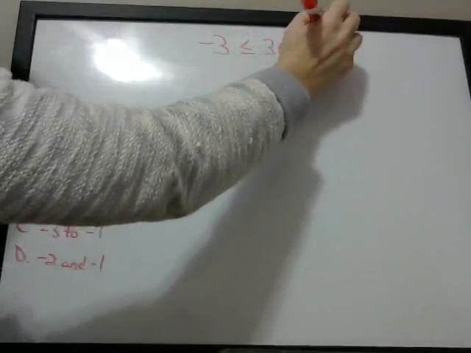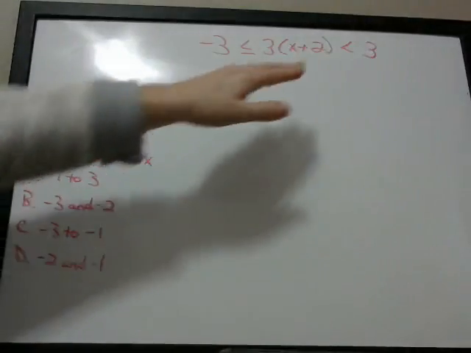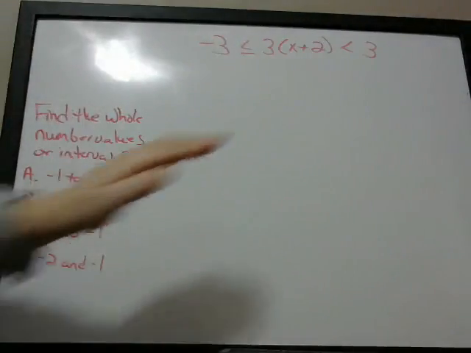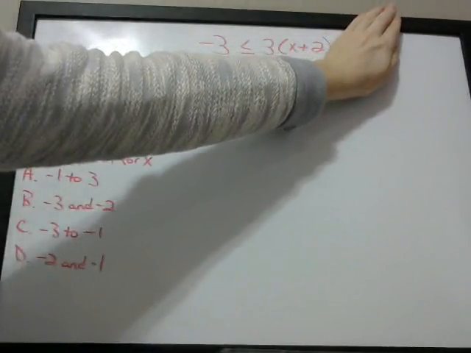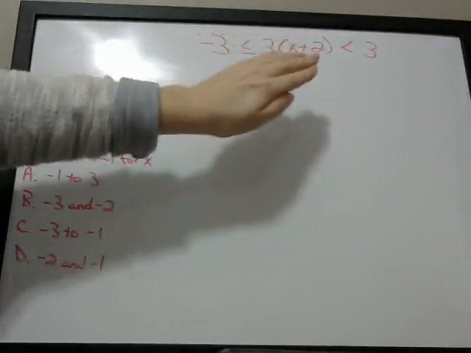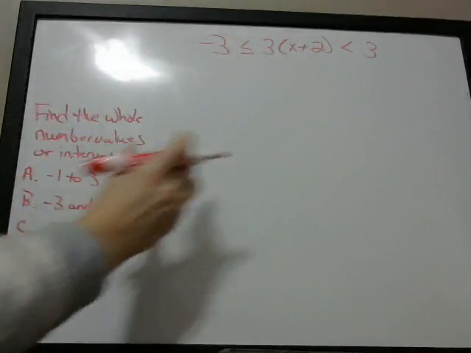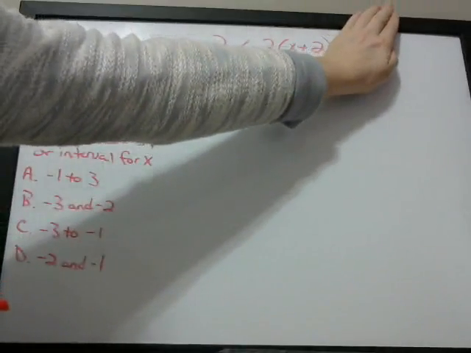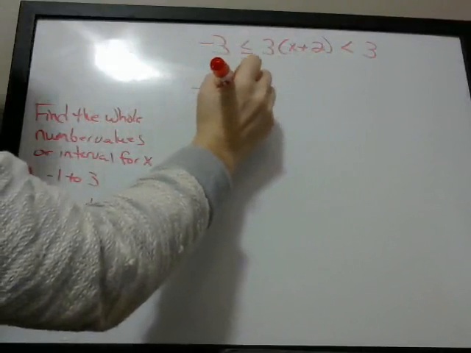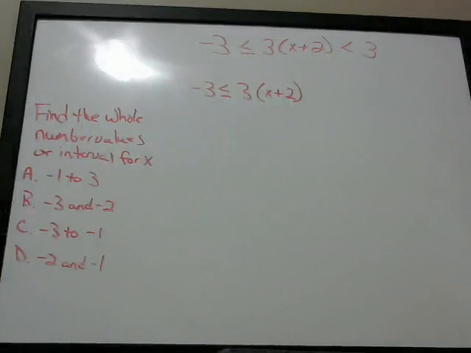3x plus 2, which is less than 3. So here we have x in the middle, it's bounded on each side. So we have to solve this side, and we also have to solve this side, and our value of x has to satisfy both of those. So the first thing we're going to look at is just the left-hand inequality, where we have -3 is less than or equal to 3 times x plus 2. And we're going to solve that for x.